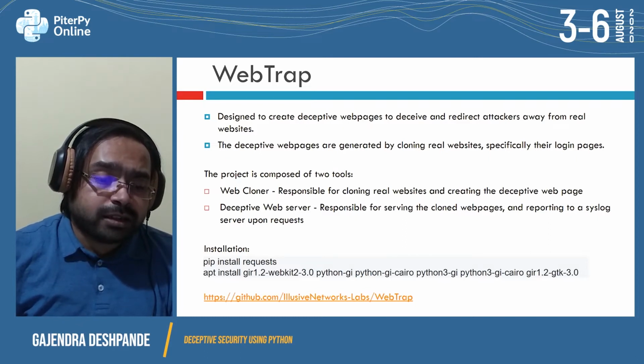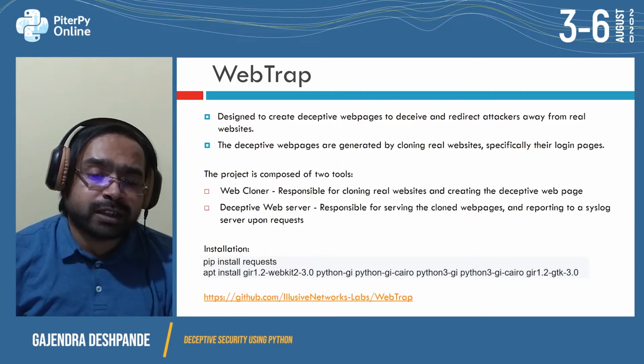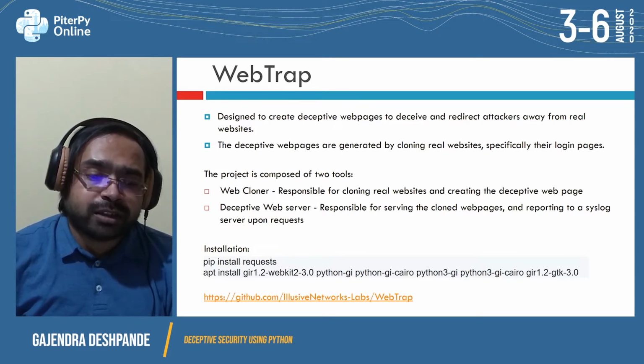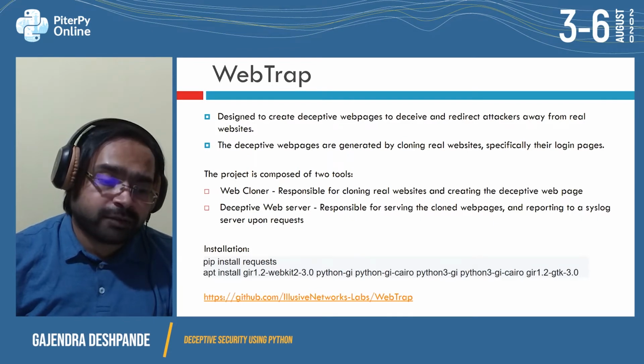So WebTrap consists of two tools. One is the web cloner. It is responsible for cloning the real websites and creating deceptive web pages. And the second one is the deceptive web server. It is responsible for serving cloned web pages and reporting to the syslog server upon request.